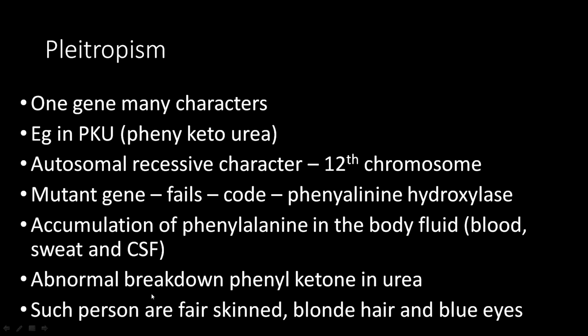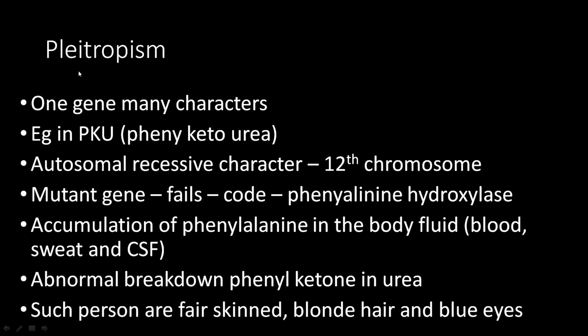Now this abnormal breakdown: usually phenylalanine is completely broken down to tyrosine. But if it is half broken down, it forms phenylketone. If phenylalanine is incompletely broken down, you get phenylketone, which is in urine. That's why the word phenylketonuria. Such persons will have fair skin, blonde hair, and blue eyes.